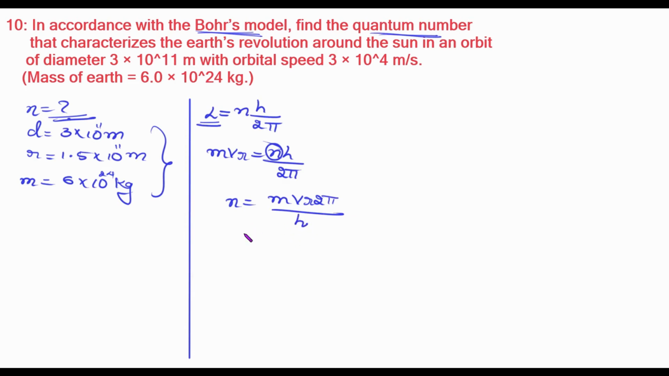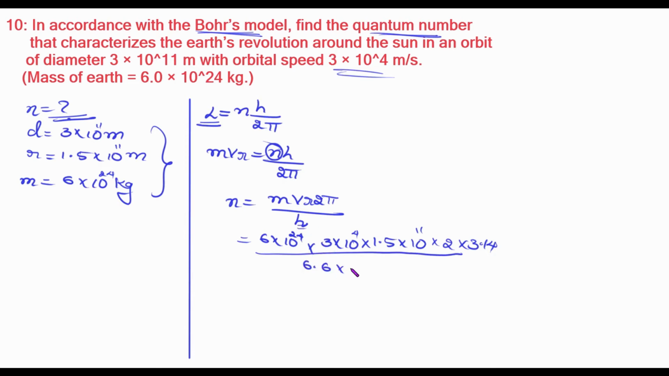Now substitute the values. Everything is given. You need to just substitute it. So m is mass, which is 6 into 10 to the power of 24. Orbital velocity is also given. It is 3 into 10 to the power of 4, into the radius 1.5 into 10 to the power of 11, into 2 into 3.14, the value of pi, divided by the value of h, which is 6.6 into 10 to the power of minus 34.